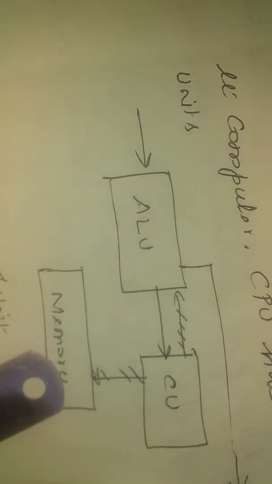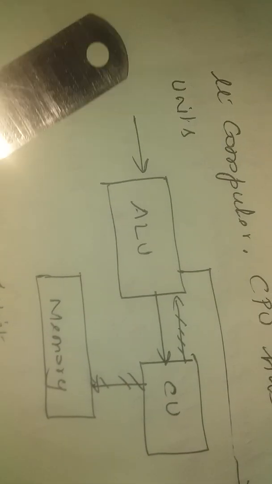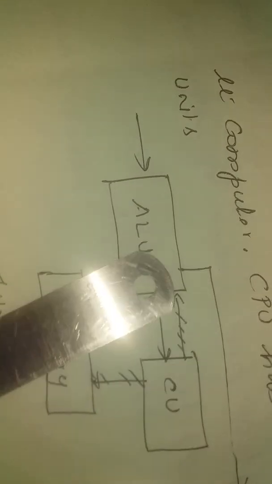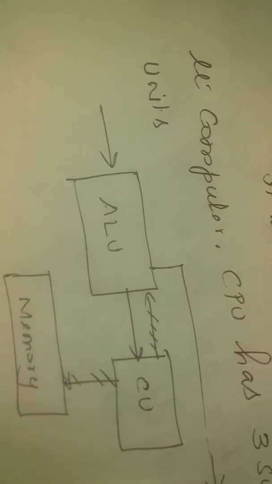So control unit, what does it do, sir? It gives the control information. It controls, just like the nervous system. Memory means what you are storing. So ALU, control unit, memory. The input unit sends the message. The control unit controls and transfers the information to the ALU, which does the operation with the memory, and sends the output. Understood or not?